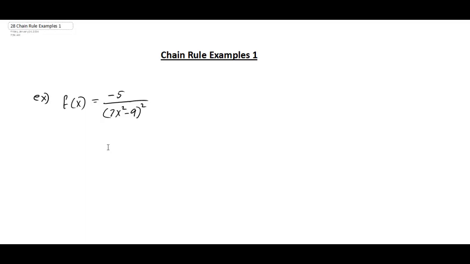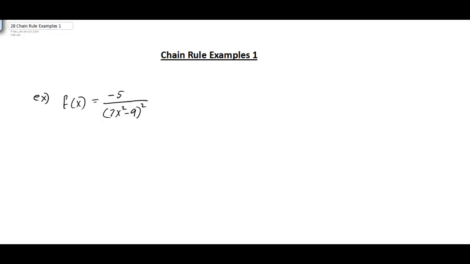Here in this video, we want to look at some examples of using the chain rule. The first example we have here is f of x equals -5 divided by 7x squared minus 9, this whole quantity squared. At first glance, you may think we could use the quotient rule because we're dividing here.